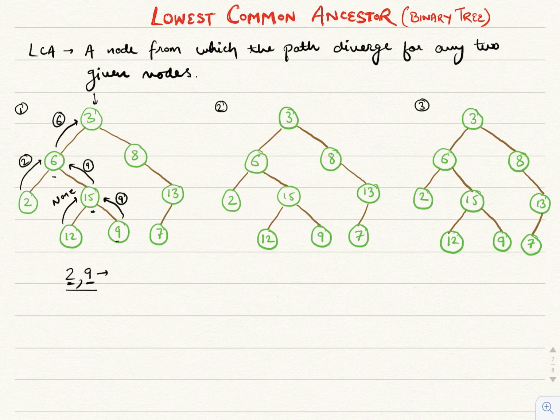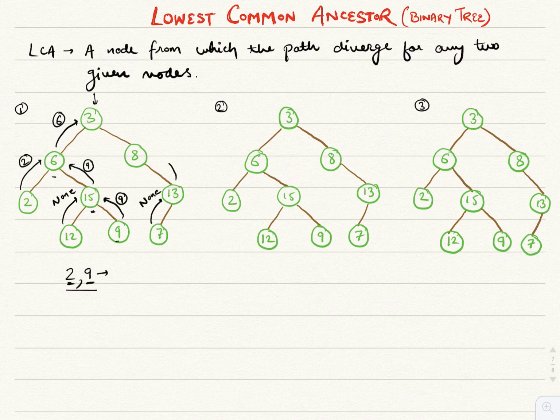Now 3 won't know whether it's the LCA or not, because it still has the right side to explore. So now we'll go to the right side of the 3. We'll see that 8 won't match any of the values. Then we'll go to the right side of the 8, which is 13. It again won't match any of the values. We'll go to the left side of the 13, which is 7, which is not either 2 or 9. So it's a leaf node.